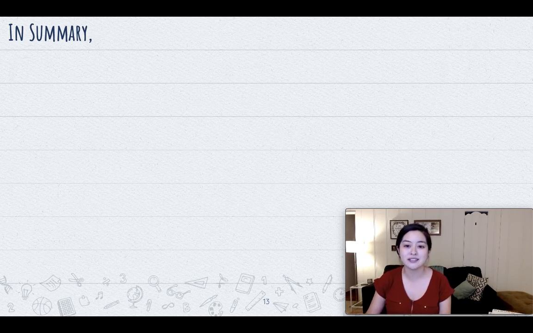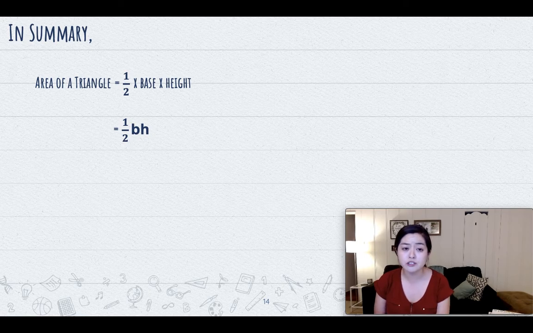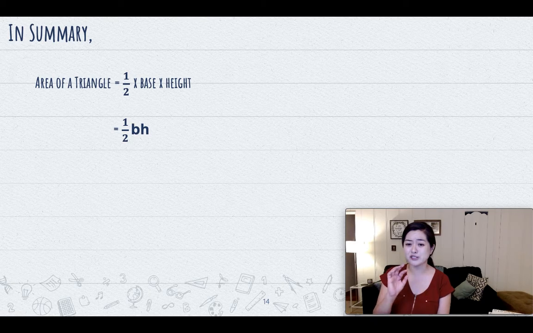Okay, so in summary, the area of a triangle is 1/2 times base times height, or you can write it as 1/2 BH, where B and H might be unknown. And remember when we learned about variables and equations, when we have a number, like a fraction, next to a variable, next to another variable, it all just means to multiply, okay? So that's another way that you might see it in your book, okay?